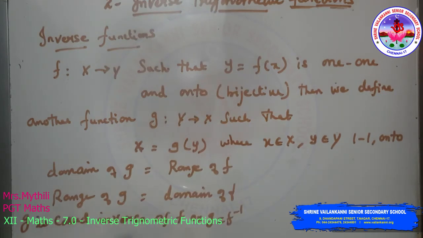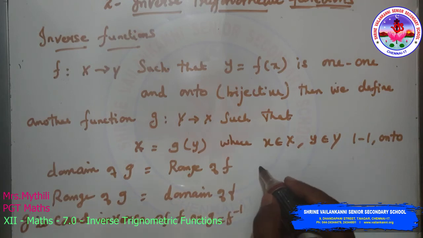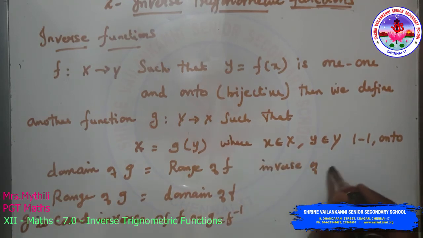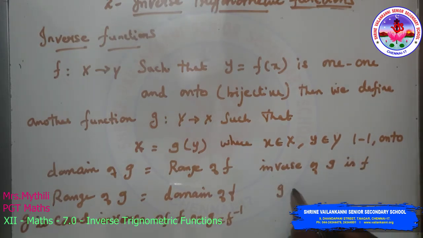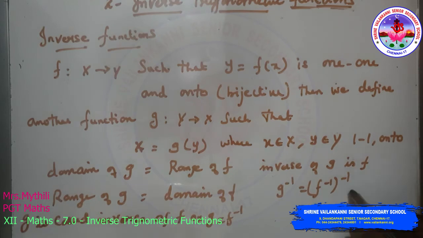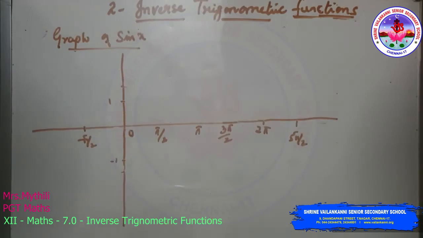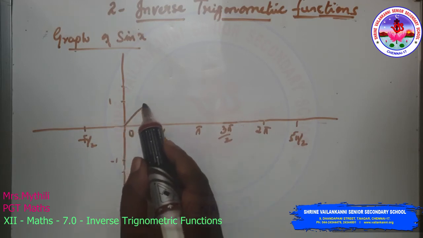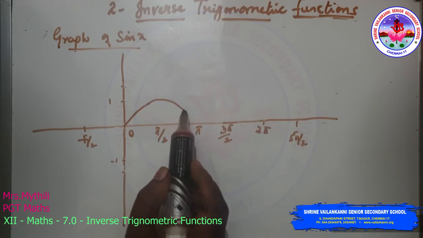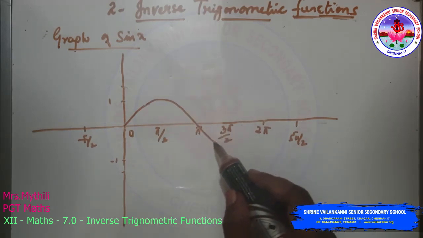The function g is called the inverse of f and it is denoted by f inverse. Further, g is also 1 1 and onto, and the inverse of g is f, that is, g inverse equal to f inverse whole inverse, which is equal to f. Graph of sin x. So sin 0 is 0, sin pi by 2 is 1 and sin pi is 0. So we have to draw the graph like this.